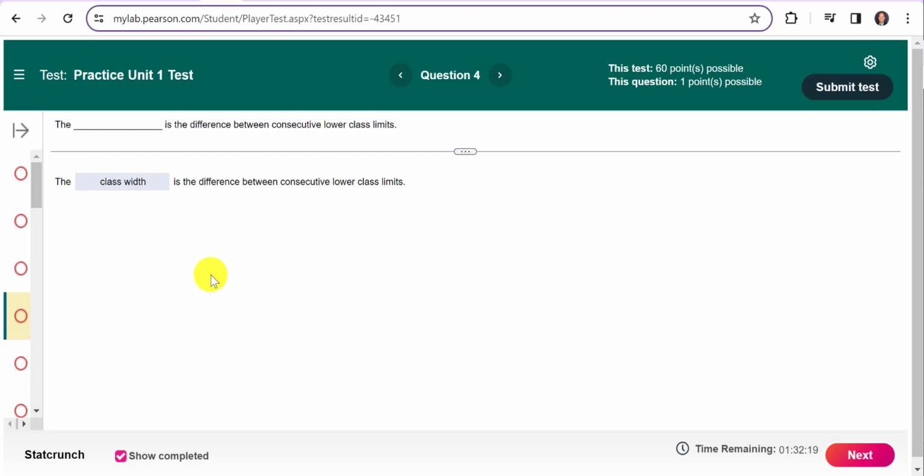Let's see here, next one. The blank is the difference between consecutive lower class limits, the class width. So we had a homework problem with disposable income of like 30,000 with a width of 6,000. So if you go from 30,000, the beginning of the next interval is 36,000. That's called the class width.